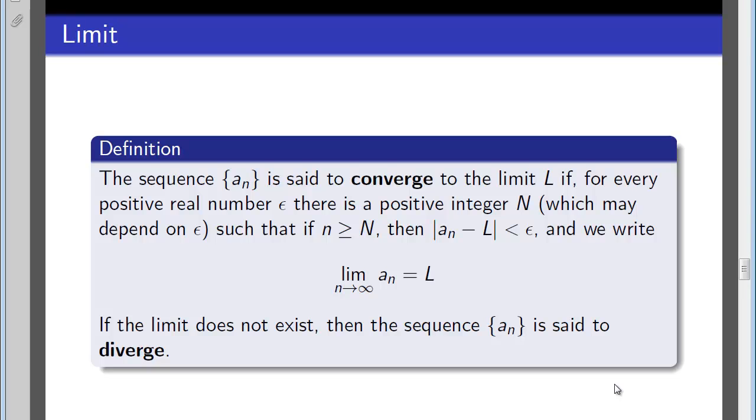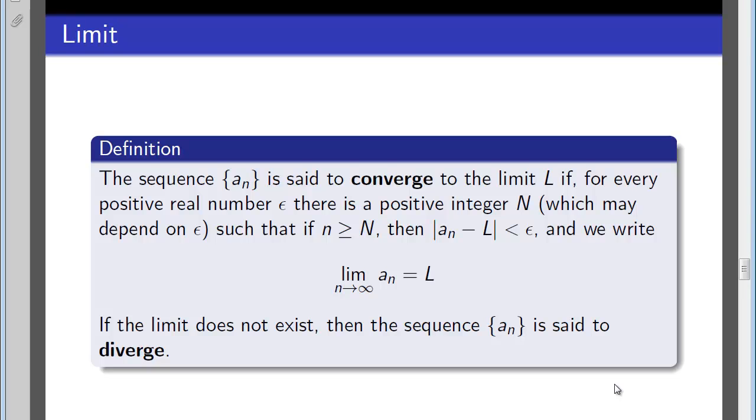Another important property for sequences is convergence, which is something like the limit of a function as x goes to infinity. Since a sequence is a function, we can talk about the limits of sequences as n goes to infinity. If this limit exists, we say that the sequence a_n converges to the limit value L. If the limit does not exist, we say that this sequence diverges.